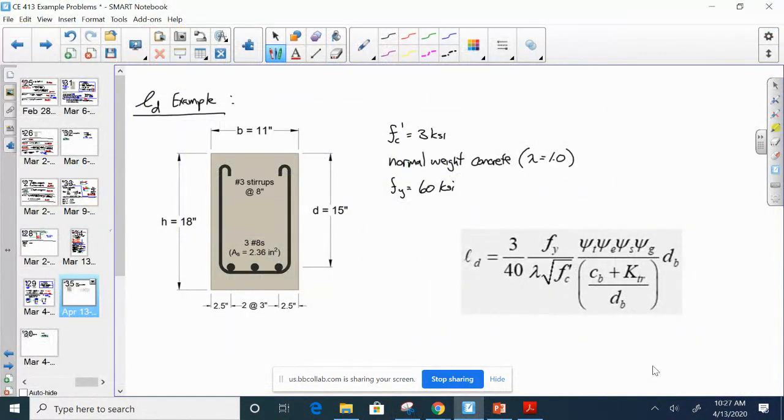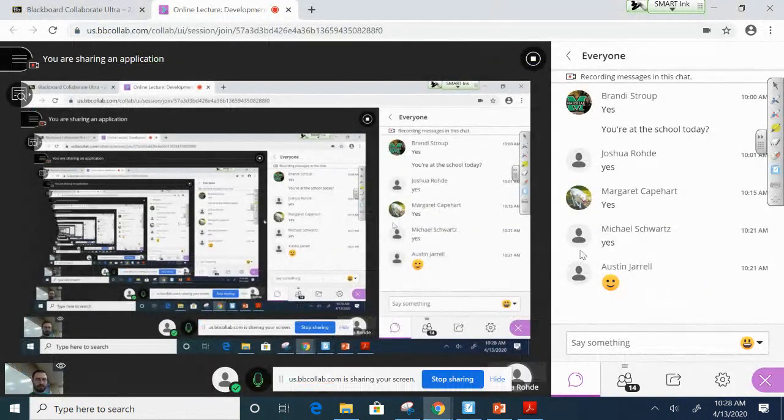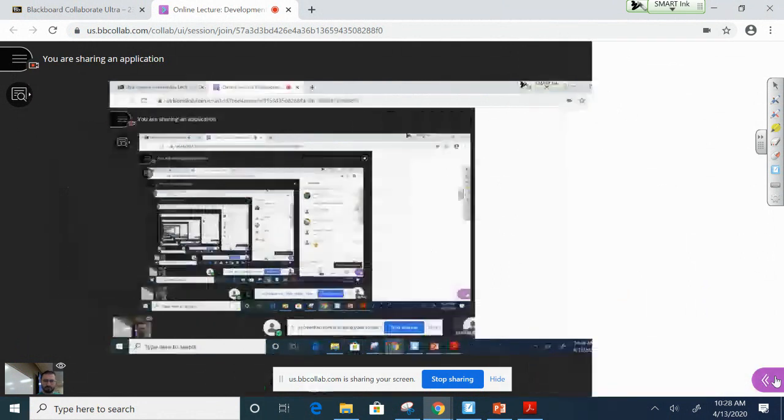So here's the formula that we need to compute. We've already got the Fy figured out, we've got the lambda figured out, we've got the fc prime figured out. Help me out. Does anybody remember what db is? I'm actually going to ask Chad on that. We're dealing with number 8 bars. So if it's number 8 bars, what's the diameter?